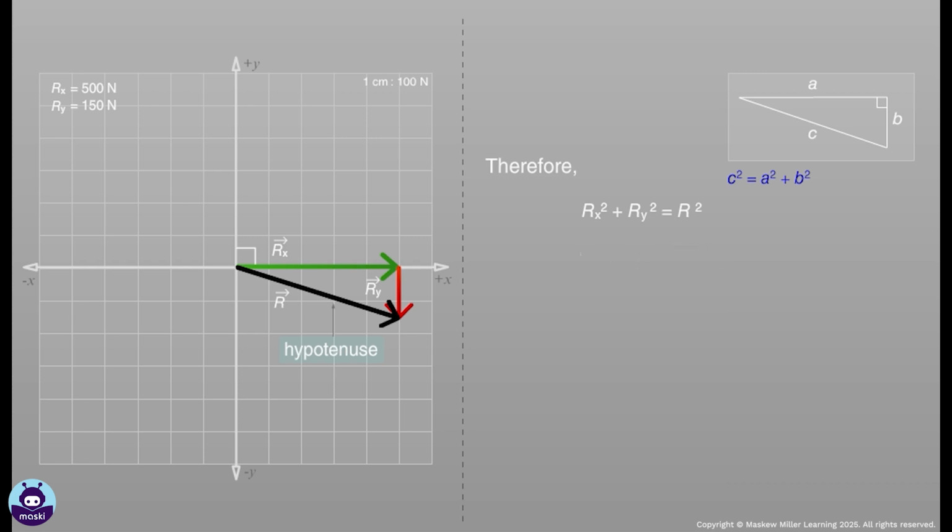Substituting the values, we get r squared equals 500 squared plus 150 squared equals 272,500. r equals square root of 272,500 equals 522.02 Newton. Note that we have not determined the vector r by this method, as we have only found the magnitude.